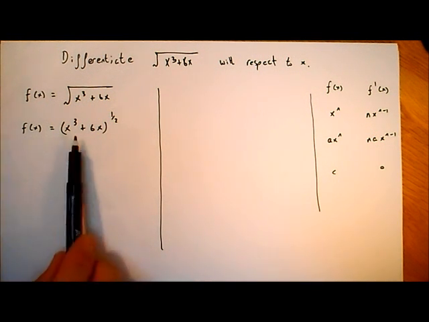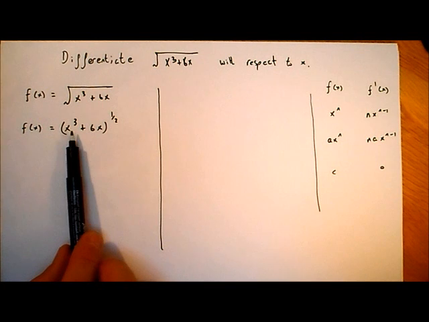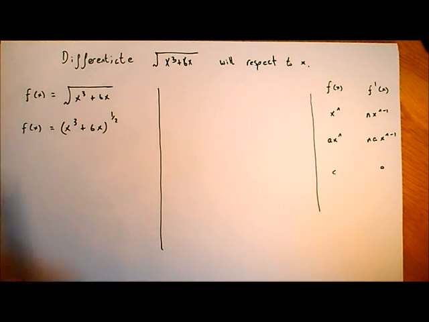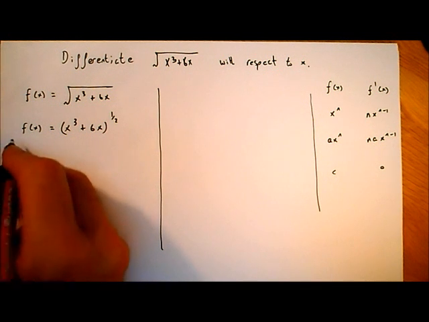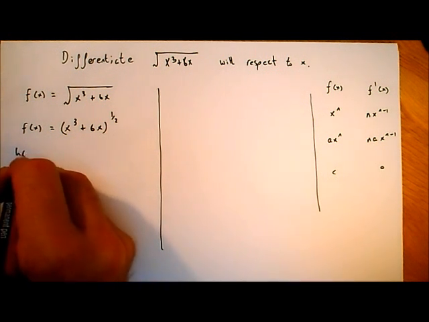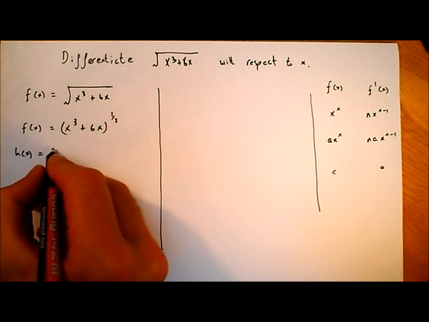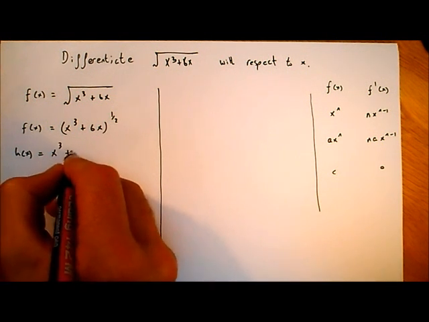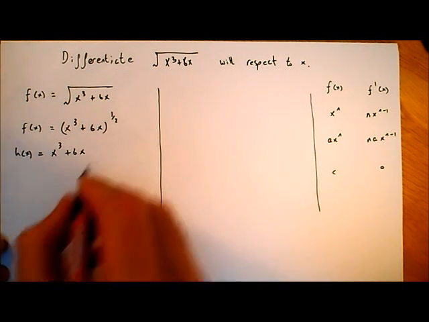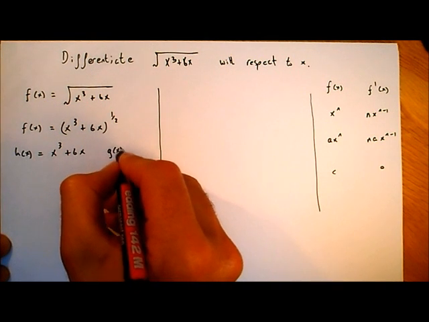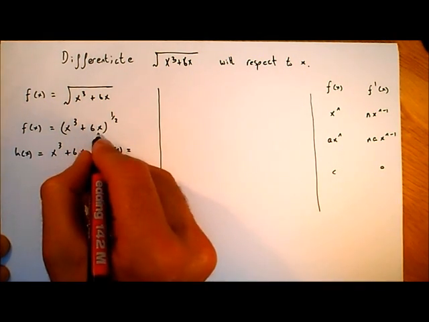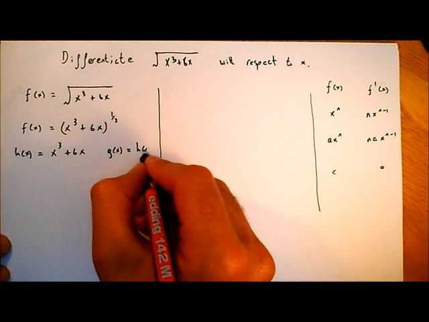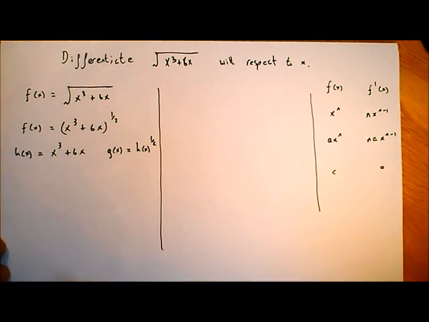And now we've got a function inside a function. The first function is the x cubed plus 6x bit, and the second function is all of that to the power of a half. So let's write down the two functions and give them names. So we'll say h of x is equal to the x cubed plus 6x bit, which is easy to differentiate. And then let's call it g of x is all of that to the power of a half. So it's going to be h of x to the power of a half. Both of these are easy to differentiate now.